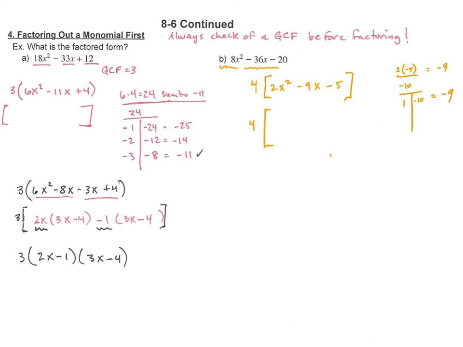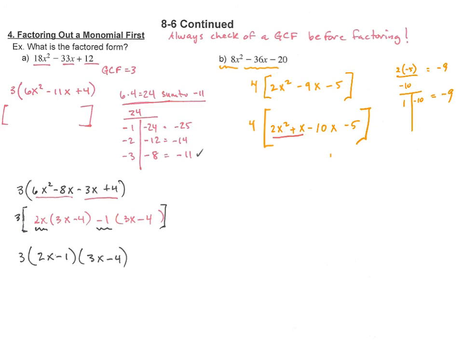So I can go ahead and split this up to 2x squared minus x plus x minus 10x minus 5. Okay, so there's my factoring by grouping.